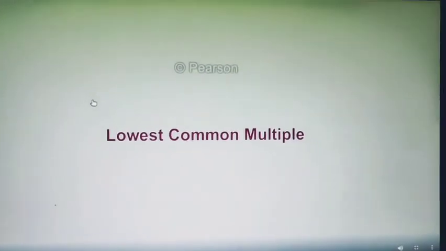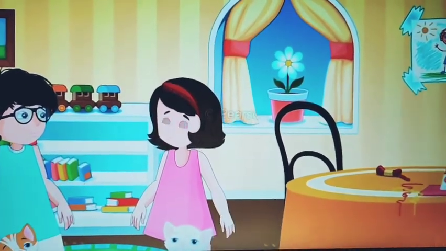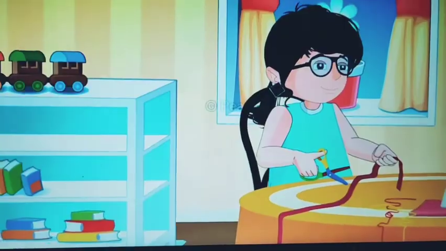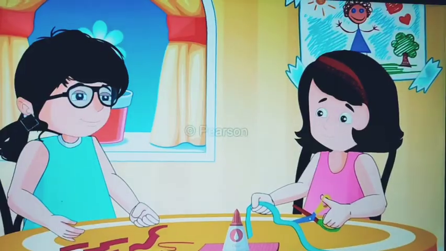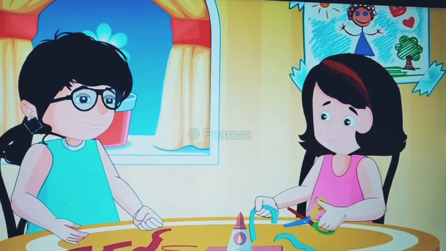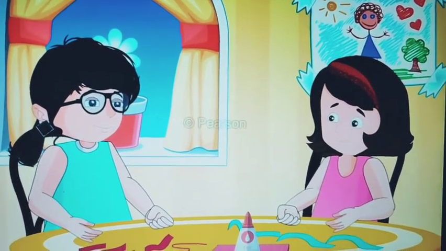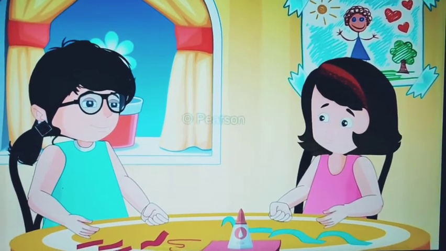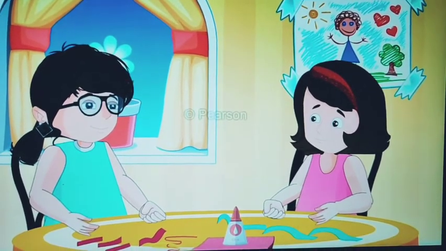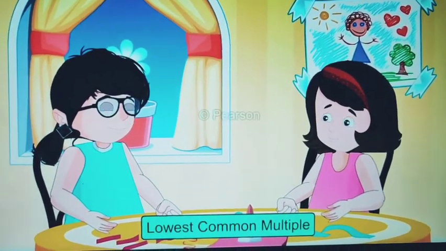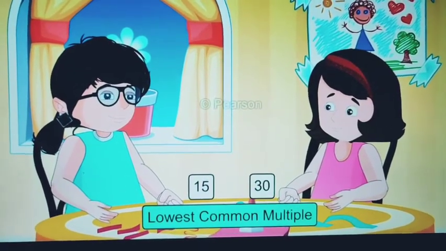Lowest common multiple. Aruna and Anita were each given a piece of ribbon of equal length to decorate their kittens. Aruna cuts her ribbons into equal lengths of 15 centimeter, while Anita cuts her ribbons into equal lengths of 30 centimeter. If there was no ribbon left in both cases, how do we find the shortest possible length of the ribbons given to them? Well, we need to find the lowest common multiple or least common multiple of 15 centimeter and 30 centimeter.